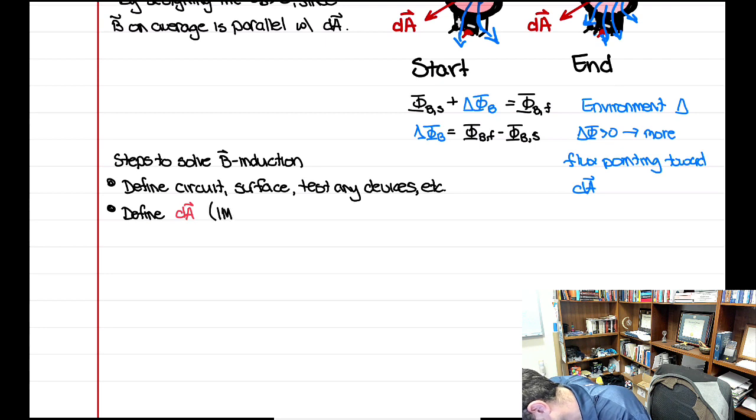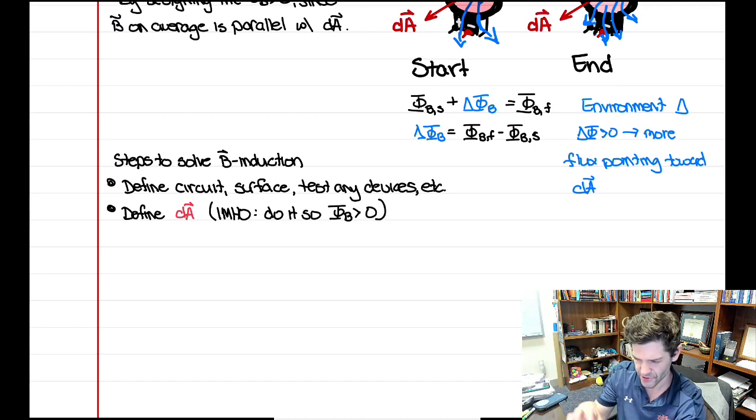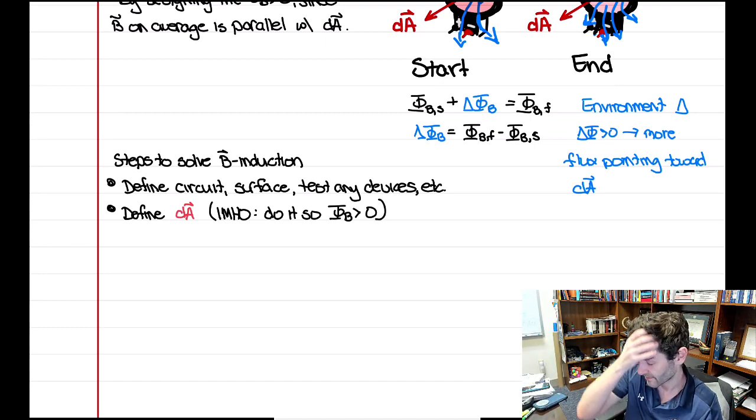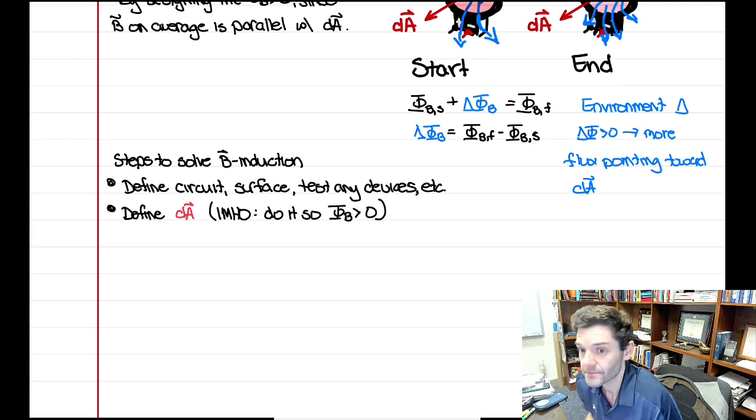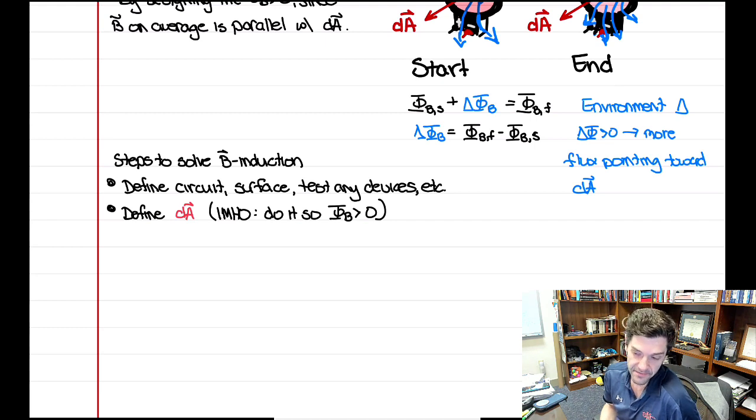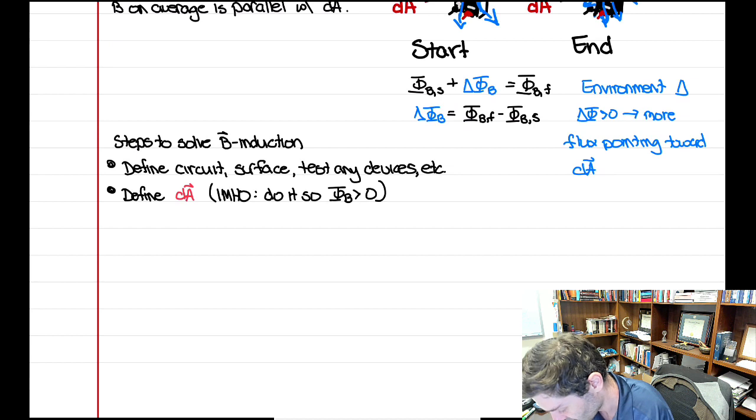And again, in my humble opinion, do it so the flux is positive. So when I'm looking at changes and whatnot, I don't run the risk of getting as confused. So with dA defined, I can now measure the flux and say whether it's positive or negative at two different points in time. That allows me to then measure whether or not the change in flux is positive or negative.